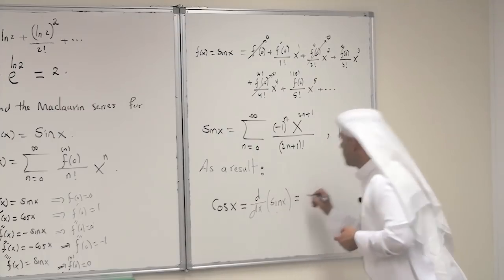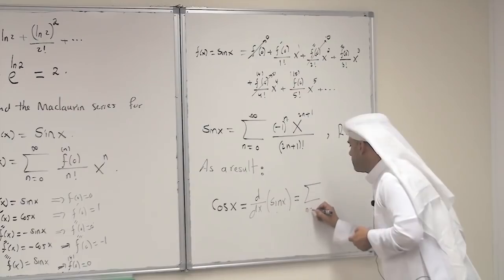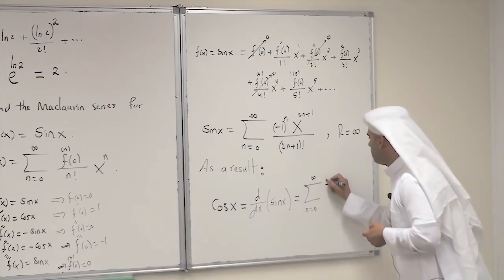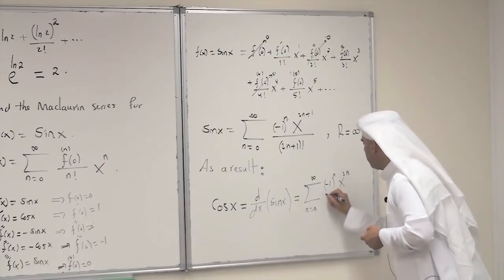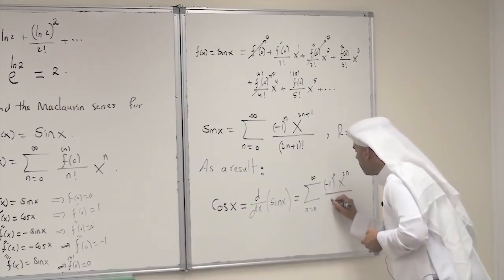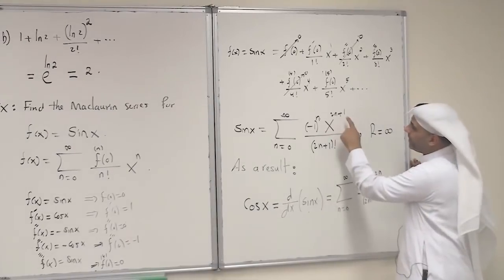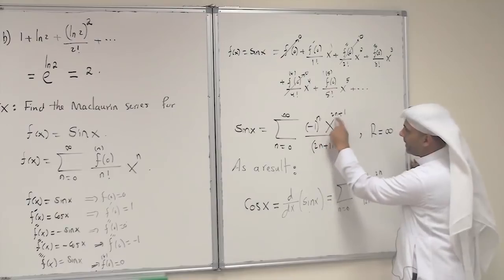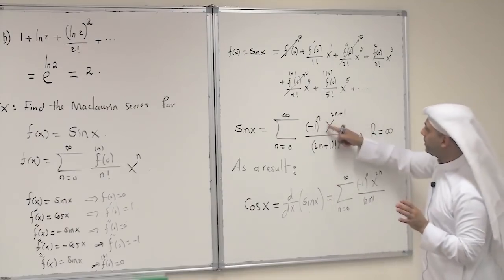If you just do the simplification here, you will end up with the sum from n equal to 0 up to infinity, and then you have minus 1 to the power n, x to the power 2n divided by 2n factorial. Okay, how to obtain this? If we differentiate term by term, what's happening here? This will be 2n plus 1 downstairs, right? Okay, forget about minus 1 to the n. This is constant. I'm differentiating with respect to x.